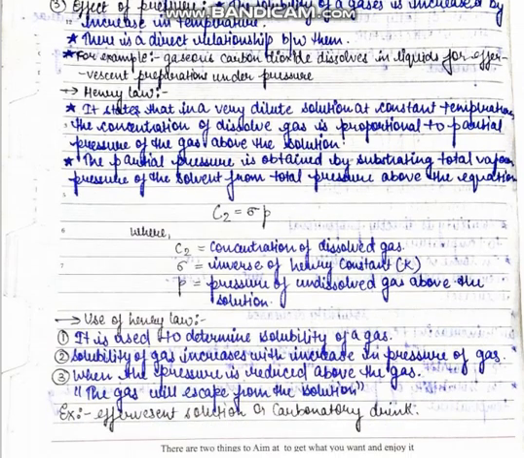Then what is the use of Henry's law? It is used to determine the solubility of a gas. Solubility of a gas increases with increase in the pressure of the gas. So if we want to increase the solubility of a gas, then we have to increase its pressure as well. When the pressure is reduced, the gas will escape from the solution, for example in the case of an effervescent solution or a carbonated drink.